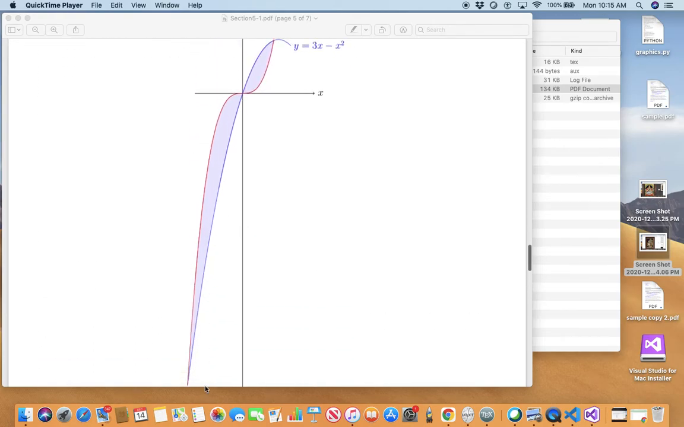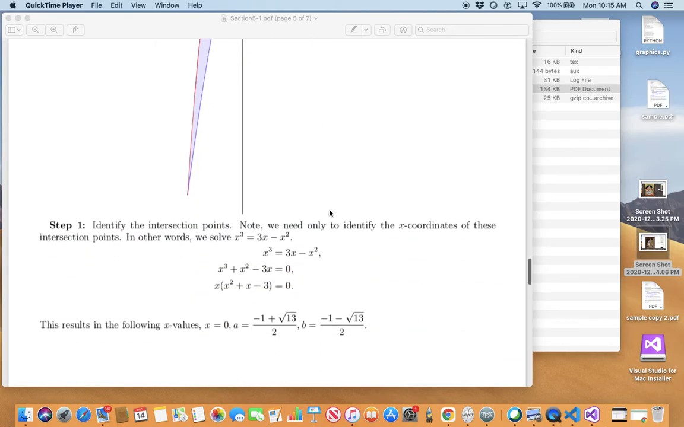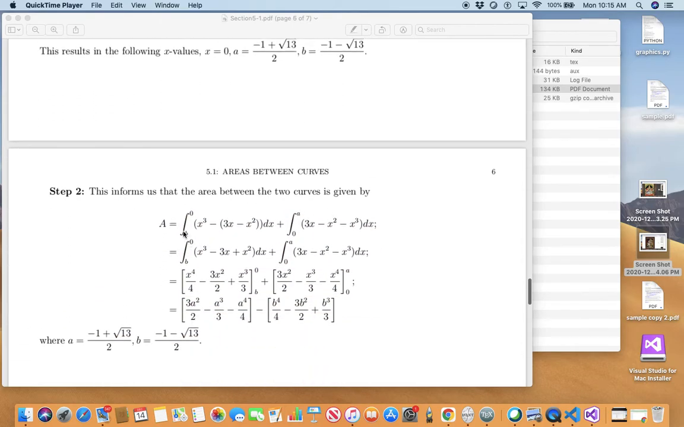So what happens? From the first negative point to 0, x cubed is above. So from b, the negative x value, to 0, x cubed is the first function, so the integral of x cubed minus the second function, dx, plus from 0 to the positive value a, the parabola is the first function minus x cubed. All right, so you're going to find these two integrals.